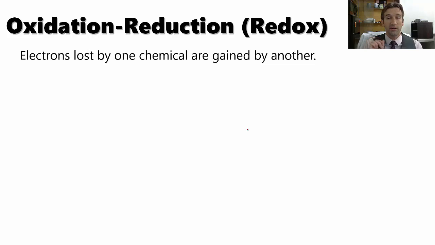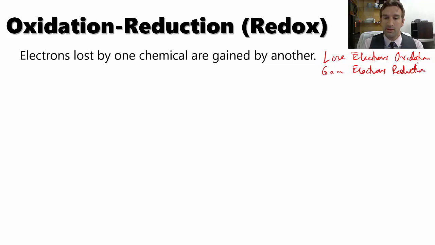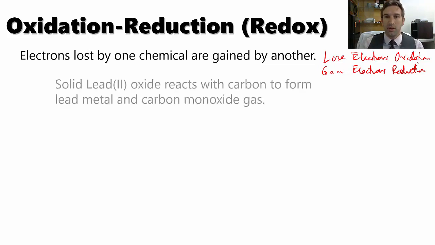Now we have a nice little mnemonic to help you understand what is being reduced and what is being oxidized, and that is LEO-GER. Leo the lion says GER. If you lose electrons, that is oxidation. Leo. And then GER, if you gain electrons, this is reduction. Okay, so LEO, GER. There are other mnemonics that we use to help remember this, but losing electrons, oxidation, gaining electrons, reduction.